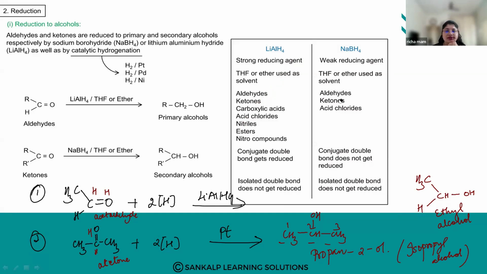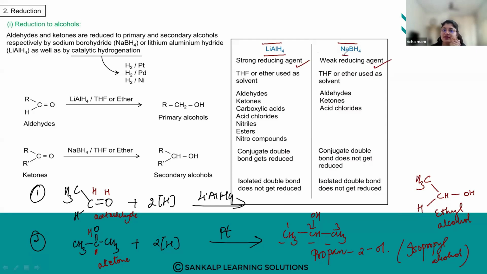So this is with respect to reduction to alcohol. When we do reduction on a carbonyl group, we are going to get alcohols. If you have an aldehyde, you get a primary alcohol. If you have a ketone, you get a secondary alcohol. So why are we using lithium aluminum hydride and sodium borohydride?